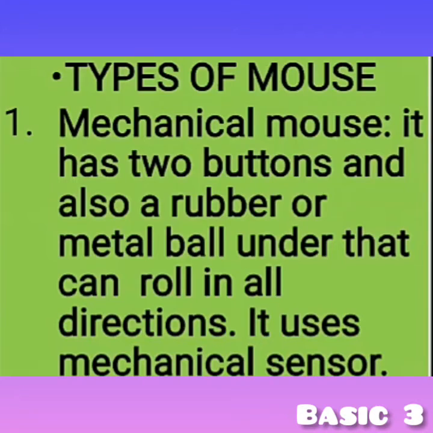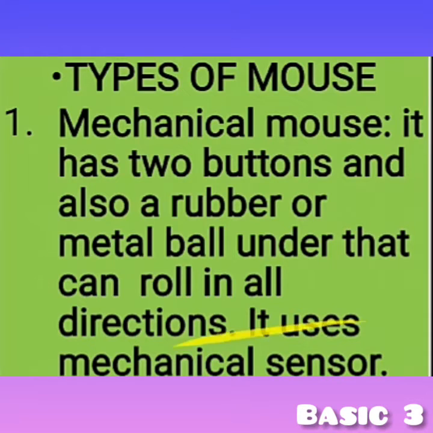Now let's look at the types of mouse. We have the mechanical mouse and optical mouse. But first, let's talk about the mechanical mouse. It has two buttons and also a rubber or a metal ball under it. The ball can roll in all directions. And also it uses a mechanical sensor.